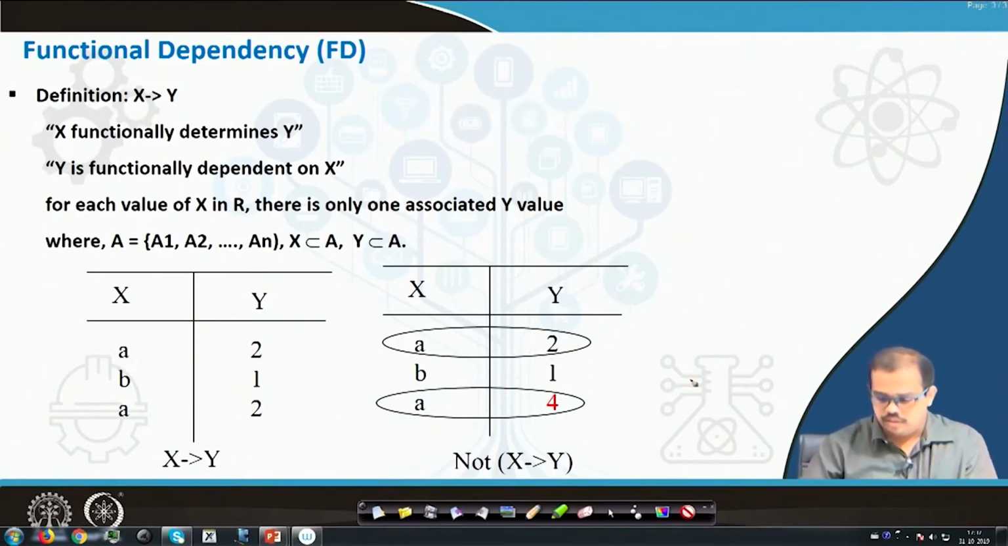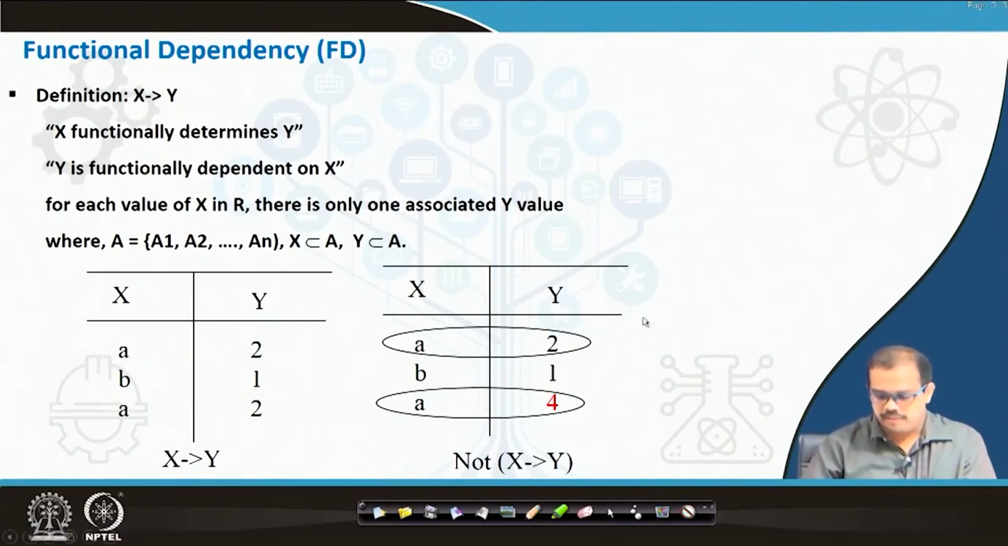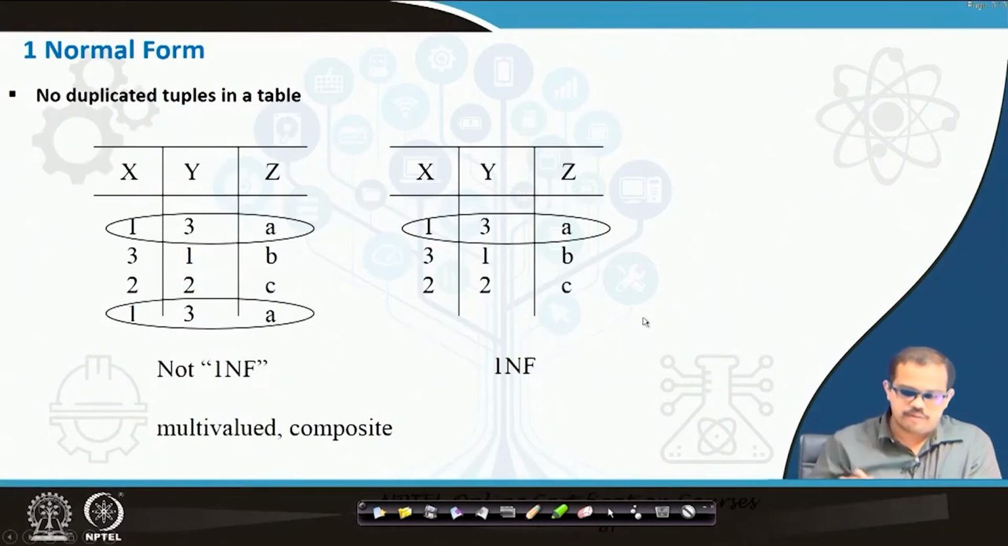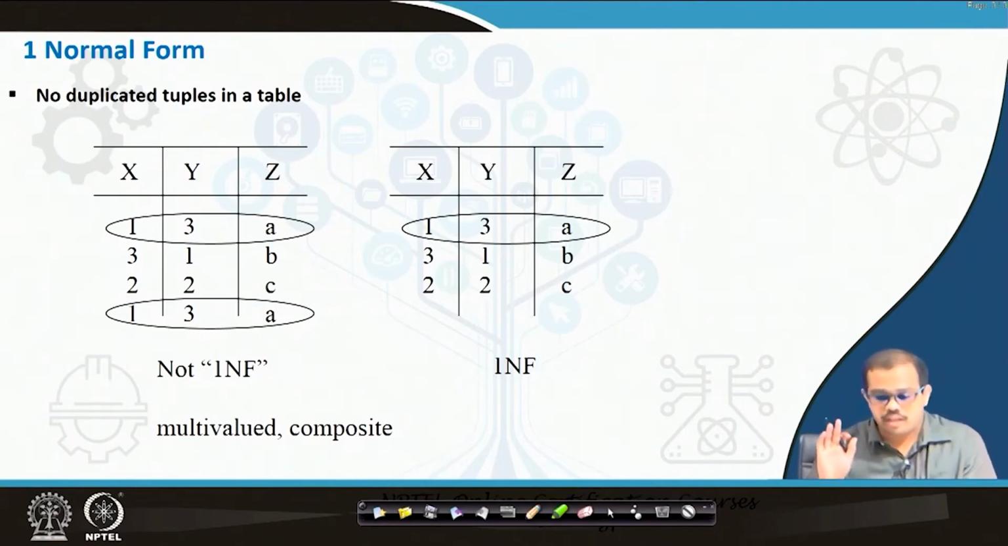So, once you have understood functional dependency, let us look at normal forms. Now, what does first normal form say? The first normal form says the value should be atomic.